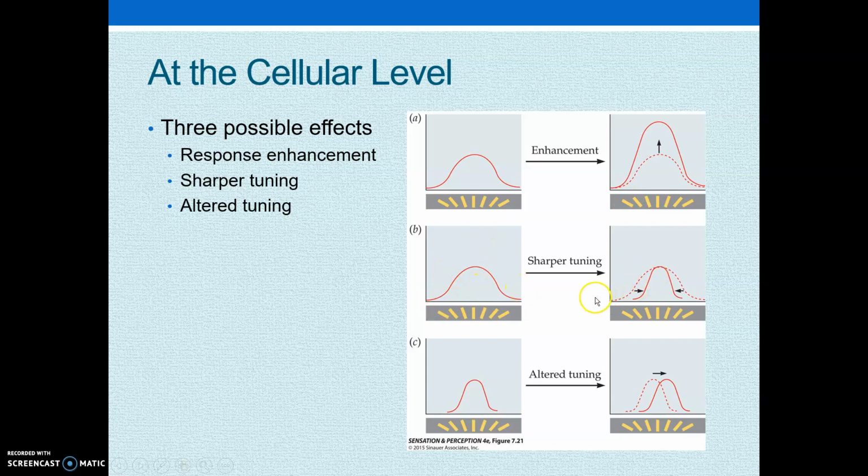It's possible that the tuning could become sharper. Here's our original rate of responding, and you'll see that with attention, almost with selective attention, we hone in on more specific orientations. Or we can have altered tuning. Maybe by paying attention to certain orientations, rather than having this original distribution of responding, we shift over to favor items that are closer to 45 degrees. So we can enhance the response overall, tune it more sharply, or alter it.